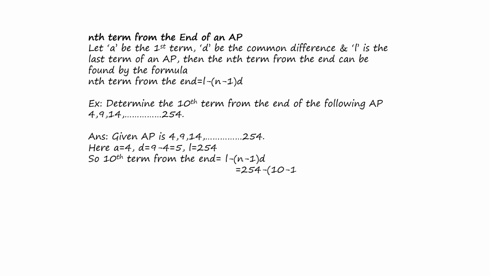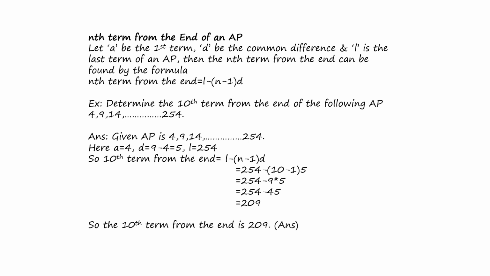So the 10th term from the end is L minus (n minus 1) whole into D, or 254 minus (10 minus 1) whole into 5, which is 254 minus 9 into 5, or 254 minus 45, which is equal to 209. So the 10th term from the end is 209. Let's see another example.